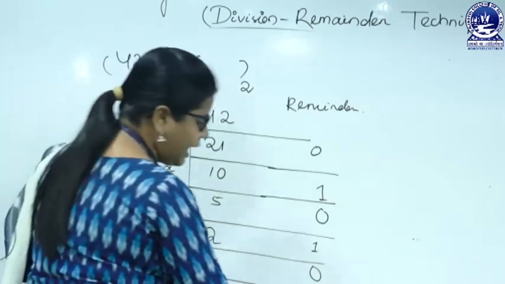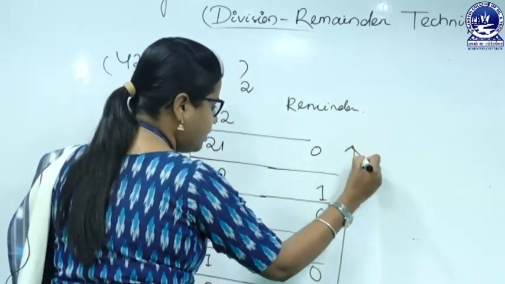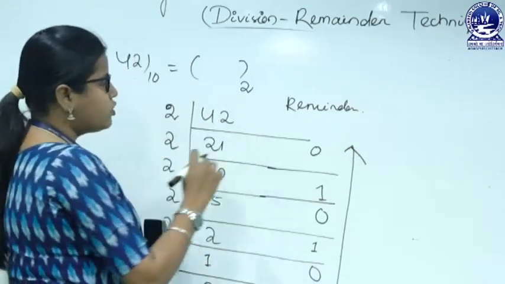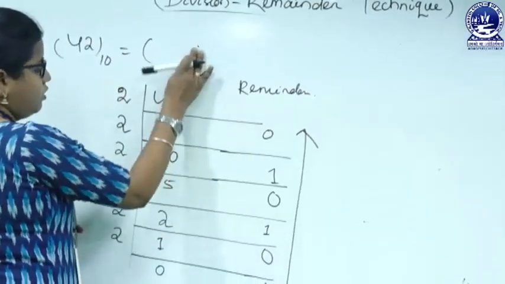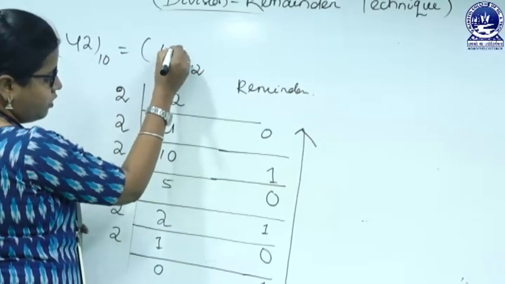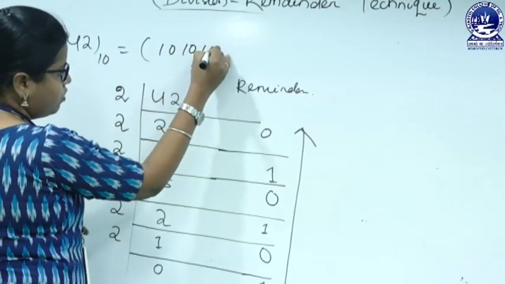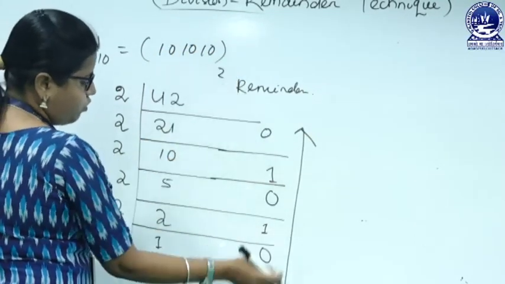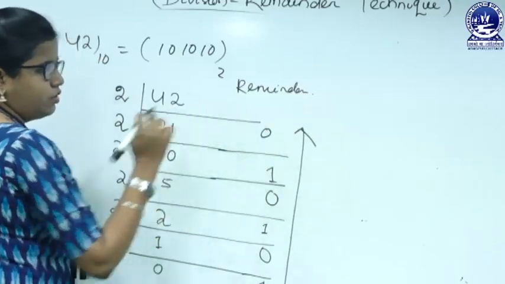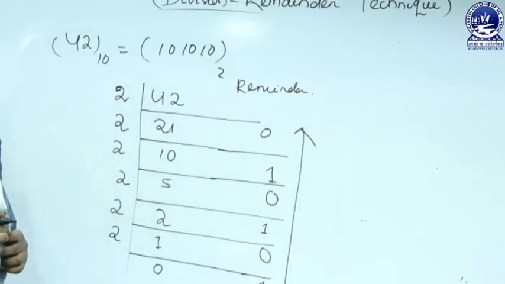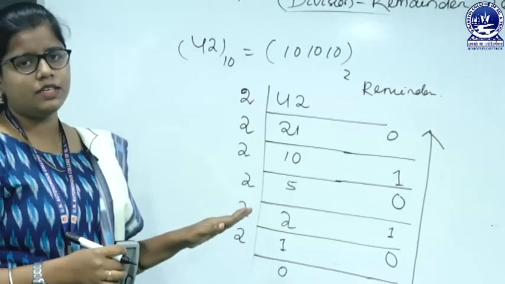Then we will arrange the digits from bottom to top. So what is the binary now? The binary is 1 0 1 0 1 0. So here we need to check whether this conversion is right or not.